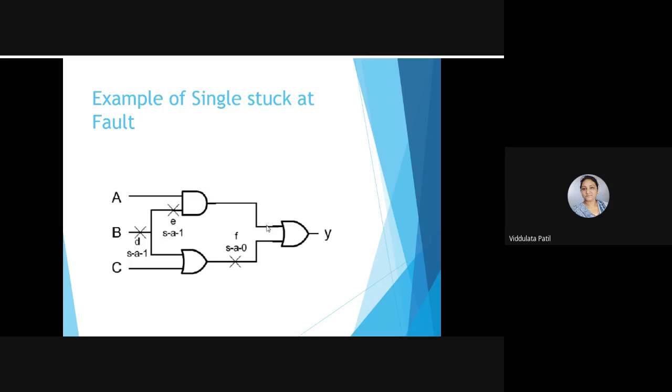Now, suppose this is stuck at 0. What will happen? These are working properly, since we are considering only one fault at a time. But now this F is stuck at 0. That means this wire is connected to a 0 logic level. What will be the output?